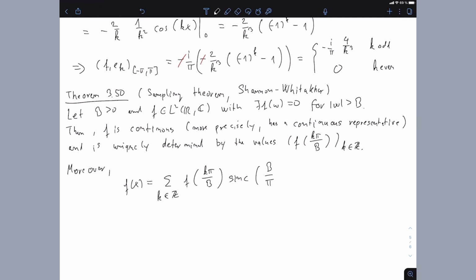And we have to multiply them with a certain cardinal sine, scaled and shifted according to these frequencies. So we are given an L2 function with limited bandwidth, and it turns out that we only need to know f at certain positions to get the entire f back.